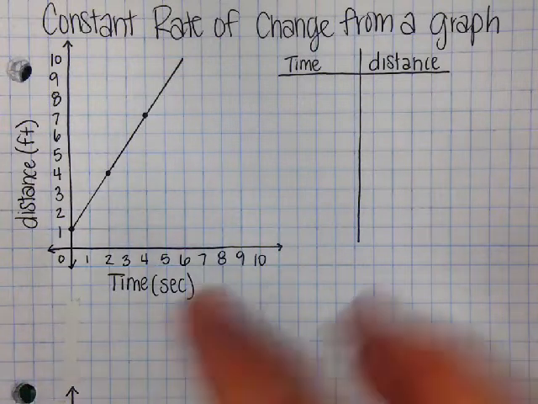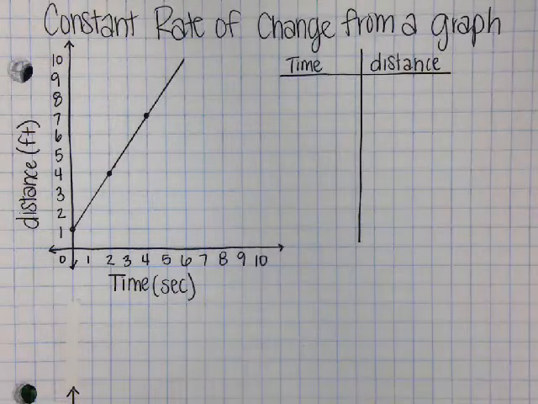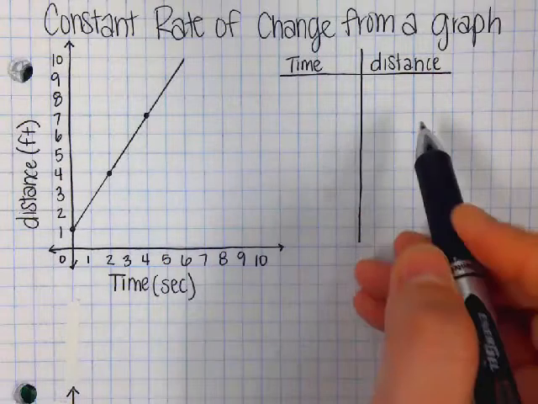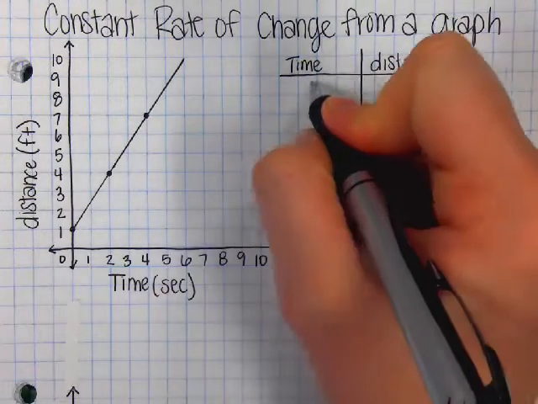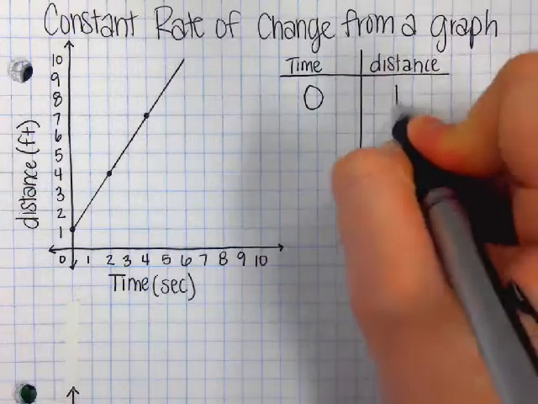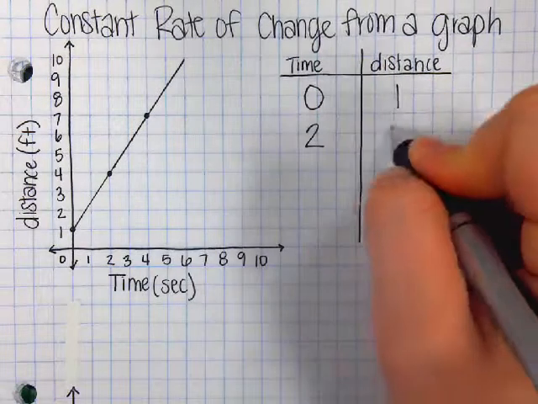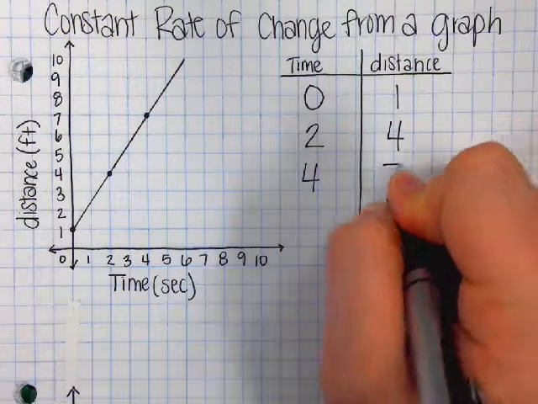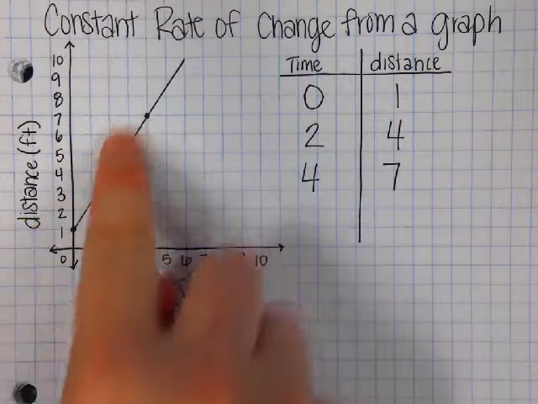Now, if the table works best for you, if you've been using the table and it helps you the most, then use the table. You're just going to have to pick some points from the graph and put them in the table. So if you look, this first point is at 0, 1. So time 0, distance 1. The next one is at 2, 4. And then the last point is at 4, 7. Okay, but I'm going to do it from the graph first.